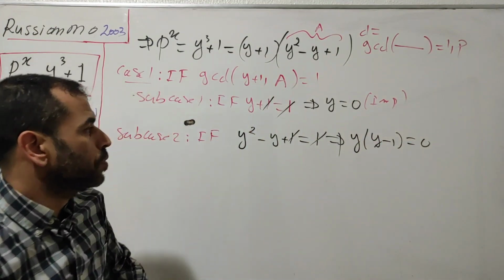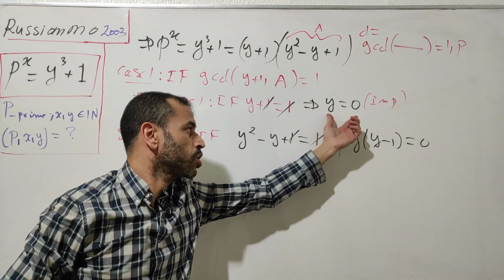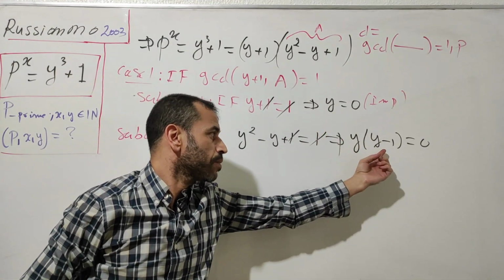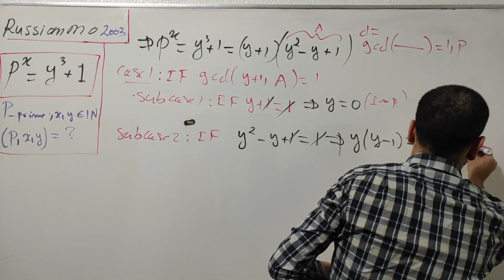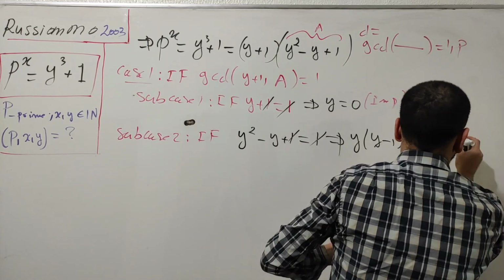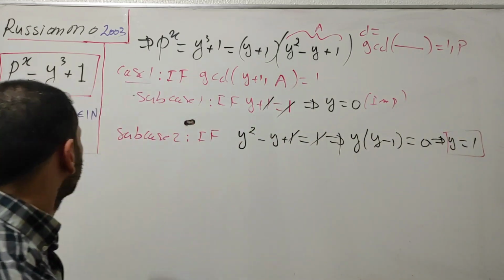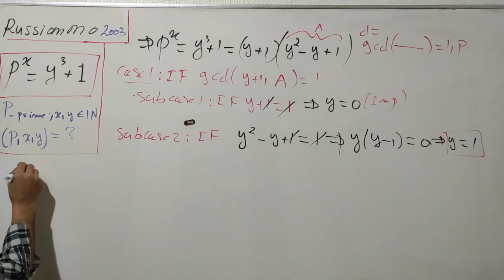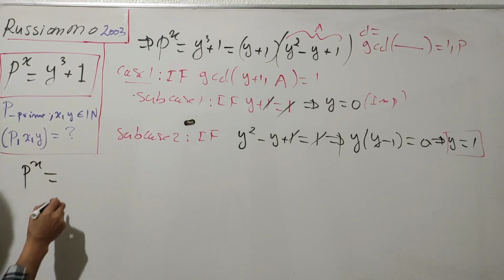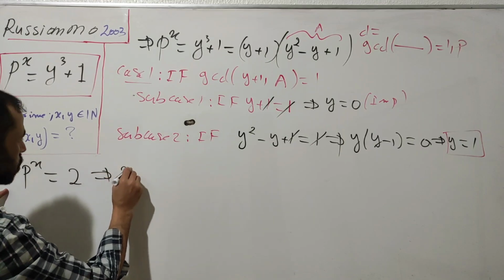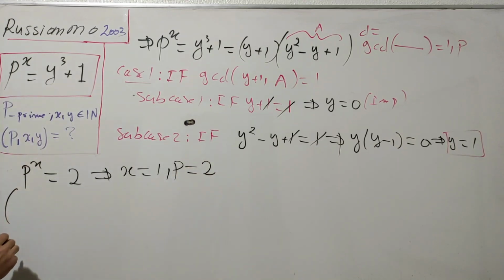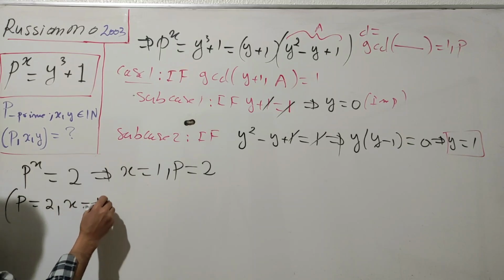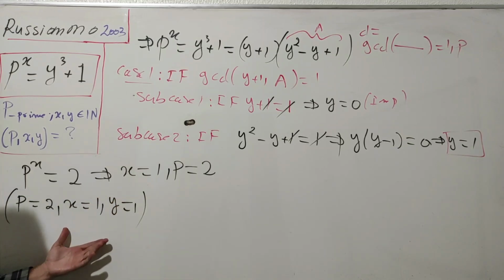Since y equals 0 doesn't work, because by the previous argument y equals 0 didn't work, it means y minus 1 equals 0, in other words y equals 1. Okay, so this implies y equals 1. y equals 1 may be a solution. Let's insert it back into the original setup. I get p to the x equals 1 cubed, which is 1, plus 1 equals 2. Simply we get x equals 1, which means p is the even prime 2. Let's write the solution as a triple here: p equals 2, x equals 1, y equals 1. So we are done with this case.